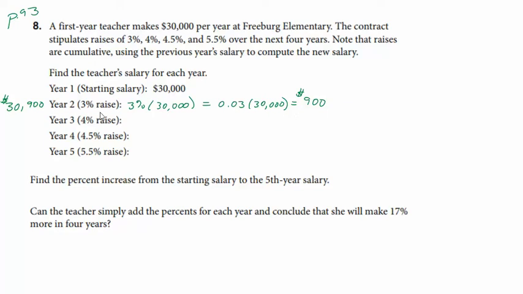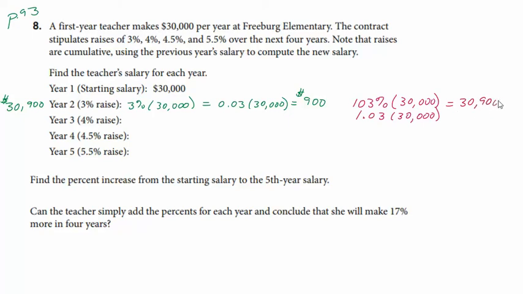If you're getting a 3% raise, I'm going to do this in a different color, your new salary is 103% of your last year's salary. It's 100% because you get your 30,000, but then you get 3% more. So punch into your calculator 1.03 times 30,000. Punch that in. All right, you should get this number, 30,900.